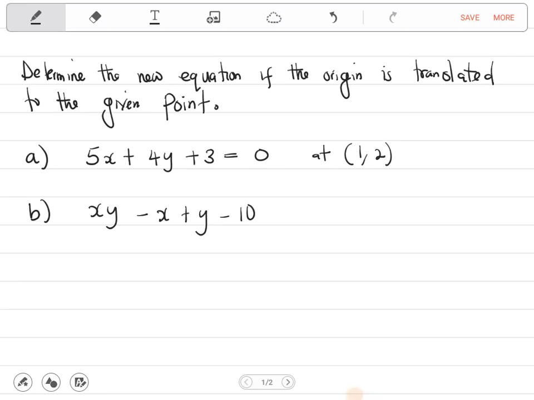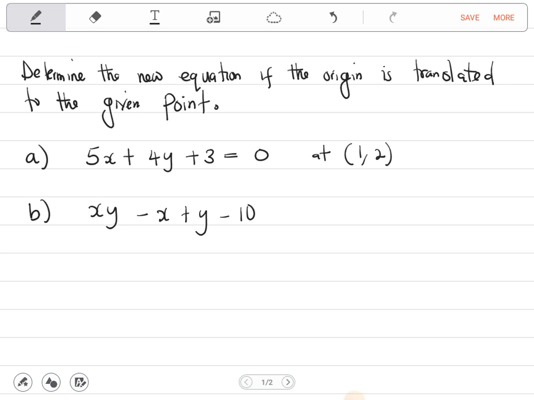Okay, welcome to another analytical geometry equation. In this one, we are saying determine the new equation if the origin is translated to the given point. So this is the equation, but we look at B, we don't have a point. There's a reason why we don't have a point at B, and I'll explain why.